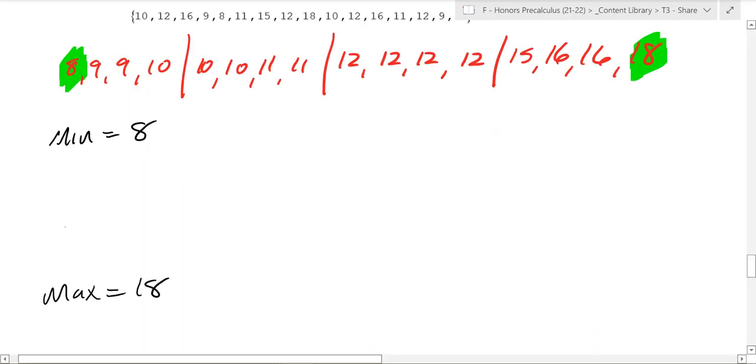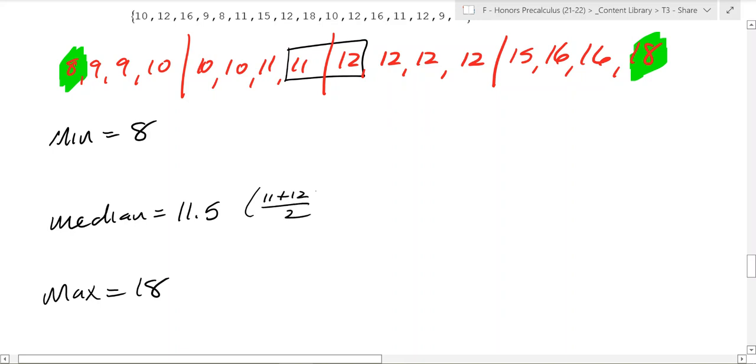And what's the median going to be? What's the middle number going to be? The middle number of this is going to be 11.5. And we do that because with these two, there's an even number. What's the average of 11 and 12? Because that is 11 plus 12 over 2. There's our median right there.